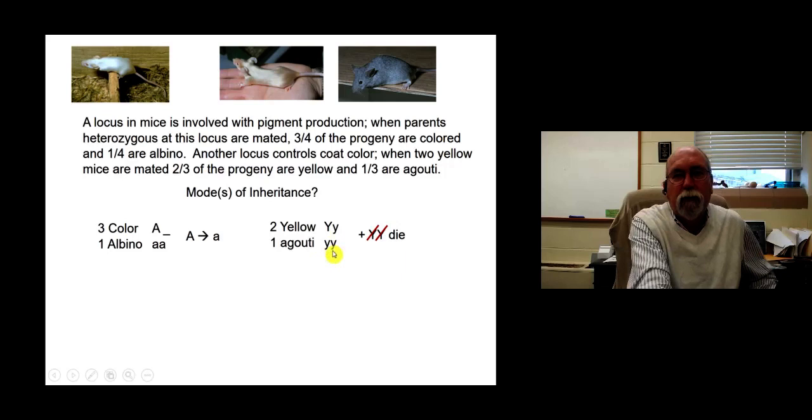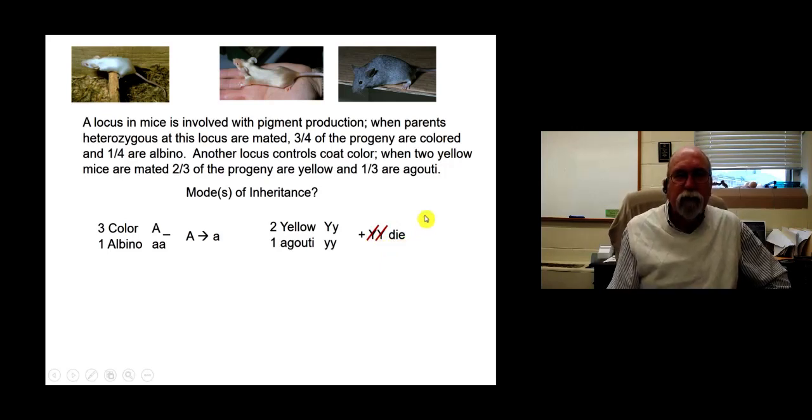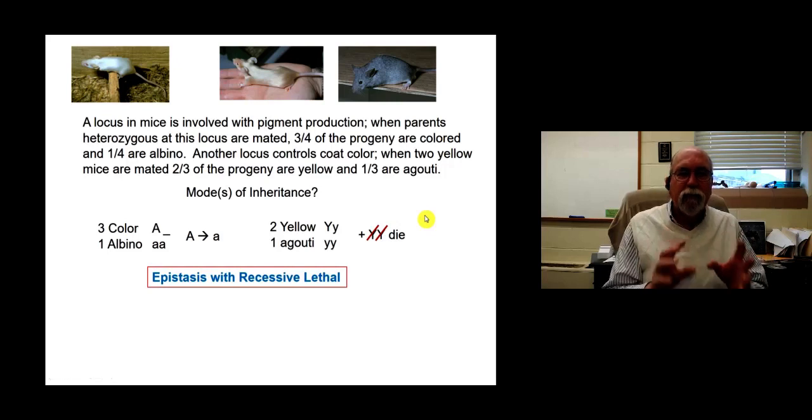Now, we don't care whether it's big Y's or little y's. It doesn't matter. I'm just putting them like this. What matters is that when you get either 2 little y's or 2 big y's, as I've drawn here, they die. It's a recessive lethal. So what is the mode of inheritance? Well, it's slightly complicated. It's epistasis with a recessive lethal.